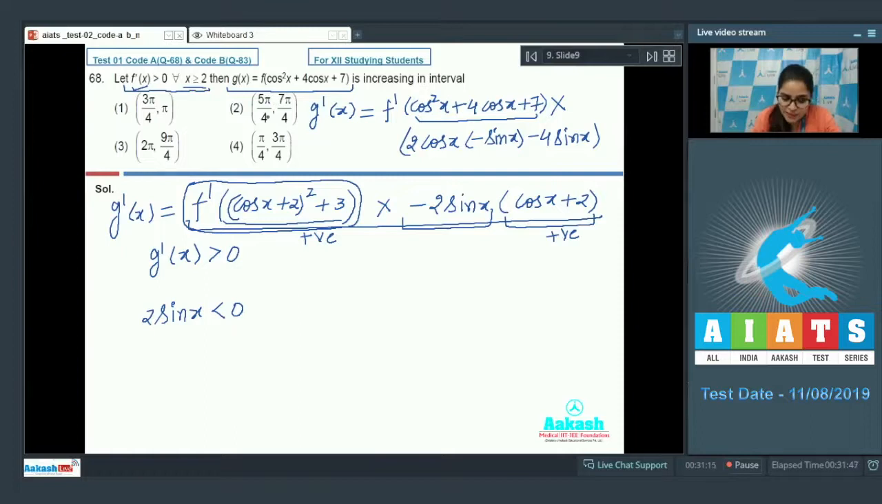Now 5 pi by 4 comma 7 pi by 4, pi plus pi by 4, 2 pi minus pi by 4. This is your correct answer, but check the next option, 2 pi comma 9 pi by 4, 2 pi plus pi by 4, which is the first quadrant where sin x is positive, and pi by 4 comma 3 pi by 4. This is the first to second quadrant where sin x is always positive. So again the second option is your correct answer. Now move on to the next question.